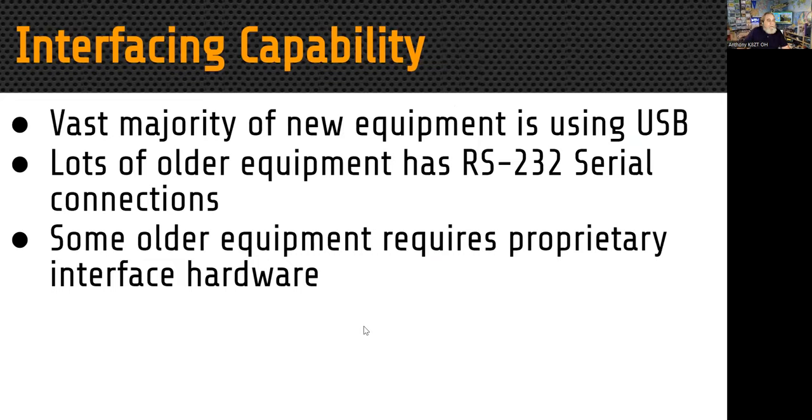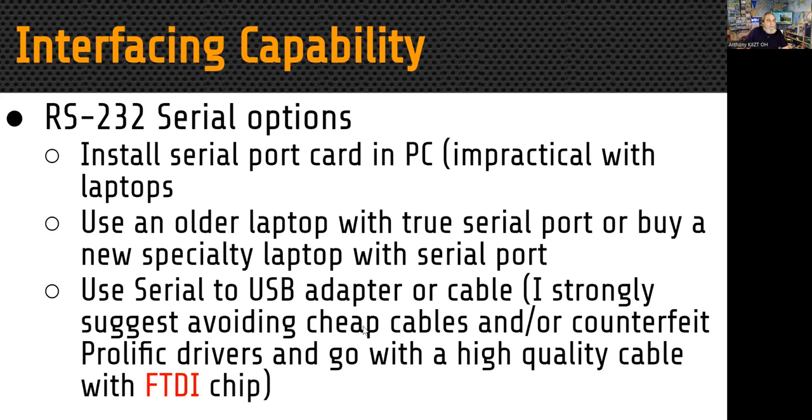Let's talk a little bit about interfacing. The vast majority of new equipment is using USB interfaces for rig control, for software, for sound cards, etc. But a lot of old equipment has RS-232 serial connections, and some older equipment requires proprietary interfacing hardware. Sometimes you had to install a separate board inside the radio. Sometimes it used weird connectors. Sometimes it used different levels of signal strength, so you would have to do a TTL to RS-232 adapter. So we're not going to cover that tonight. We're just going to say that most of them use USB, and the ones we're going to talk about tonight are the exceptions that use RS-232 serial connections.